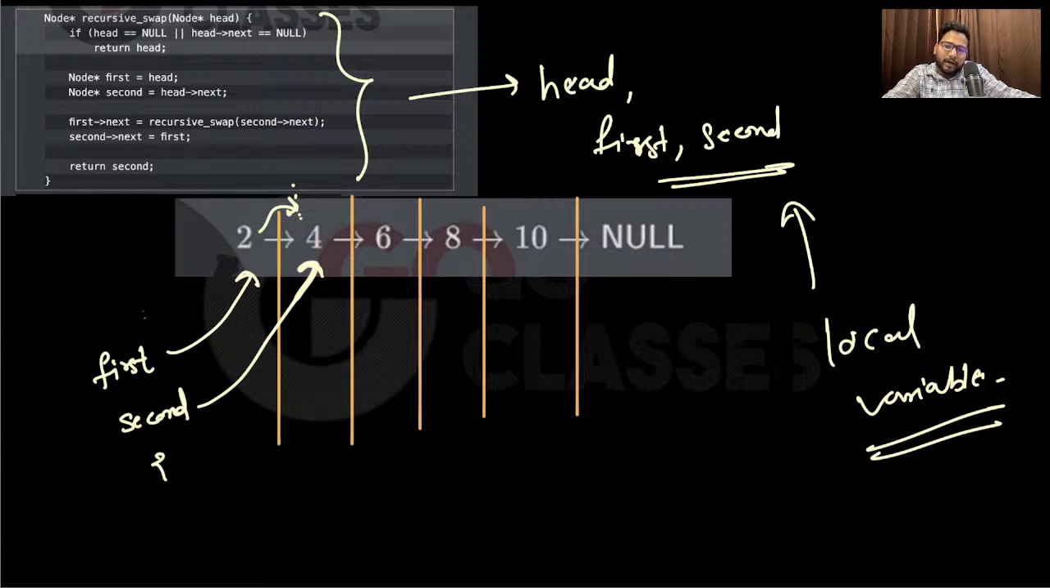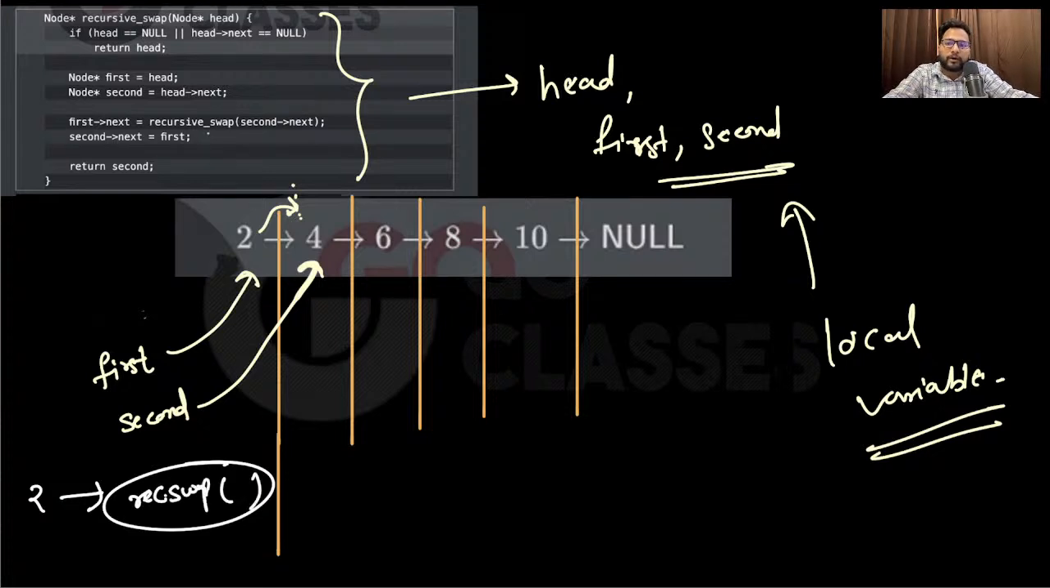So if I write this a little neatly, I can say that this 2 will be pointing to whatever this recursive swap function returns, right? This is important to understand. Now just see here, the second next will be pointing to first, right? Second next means this, I mean 4 next. So this particular pointer will be pointing to first, which means it will be pointing to 2.